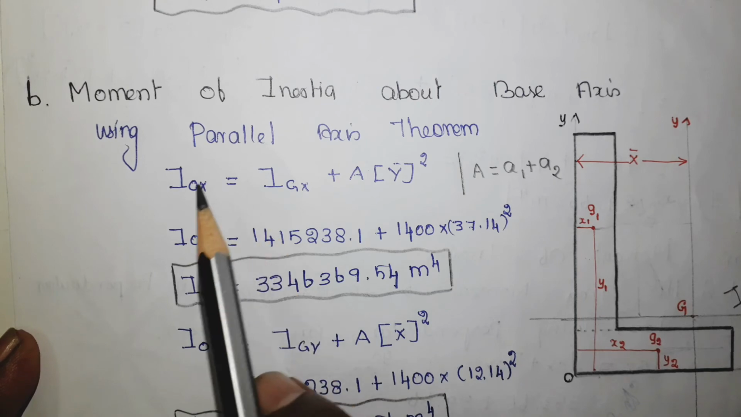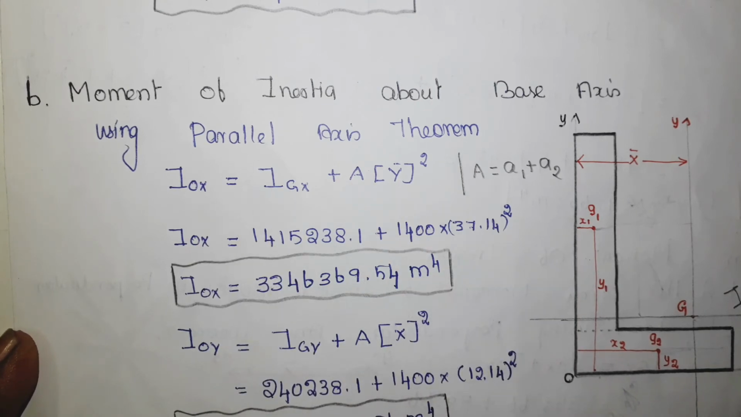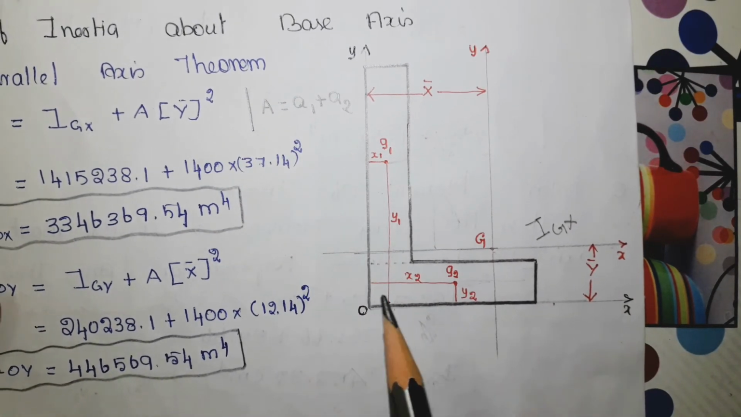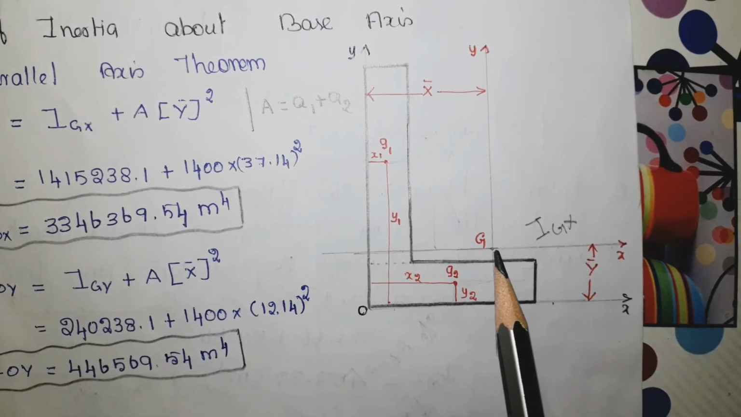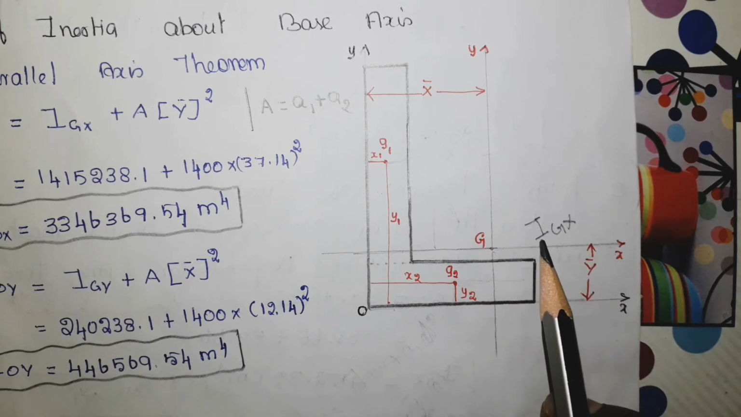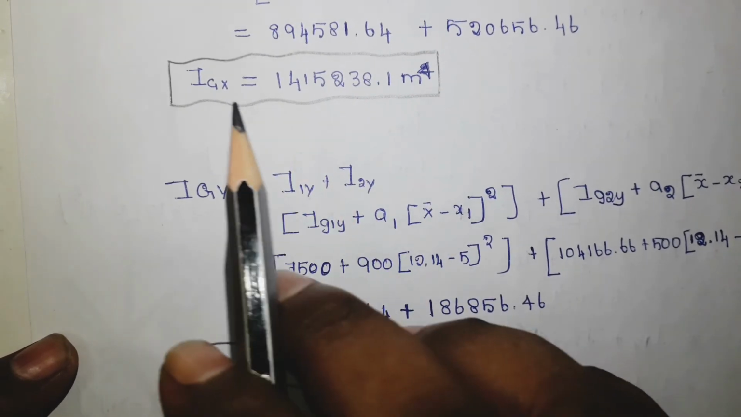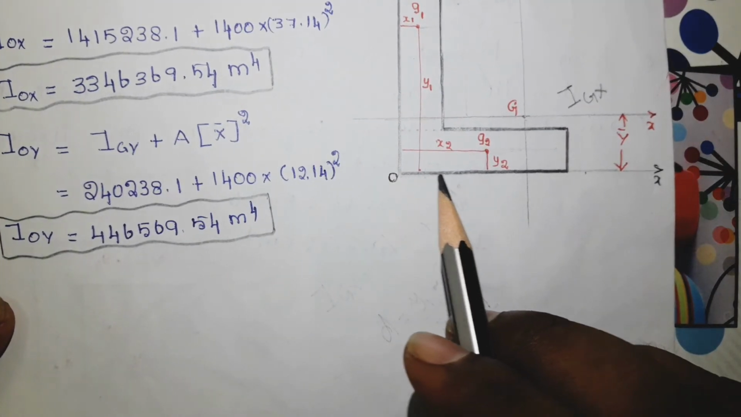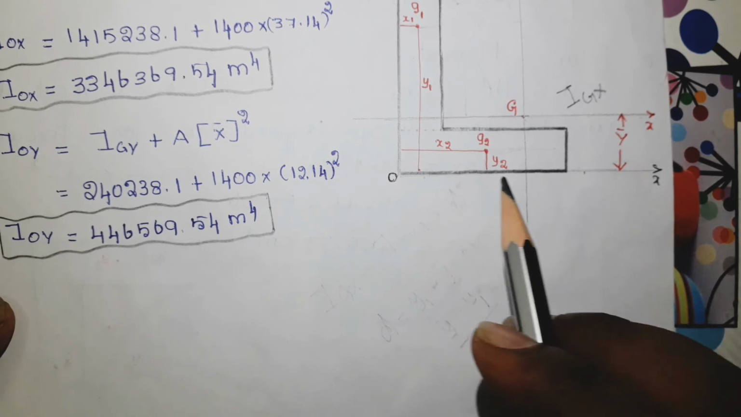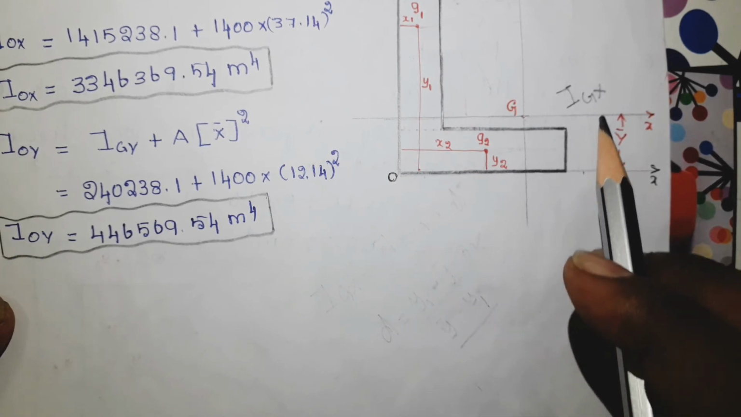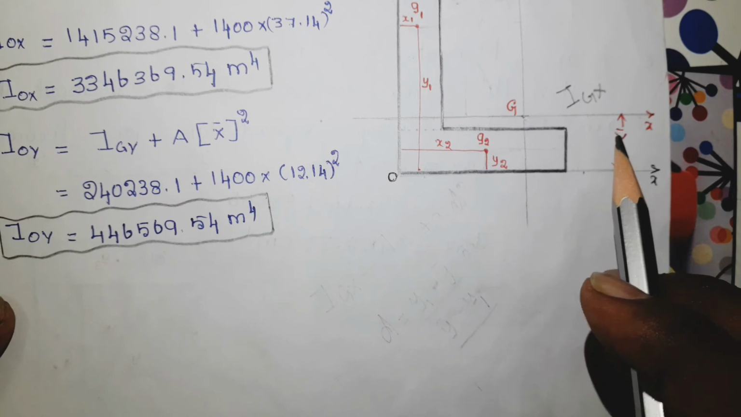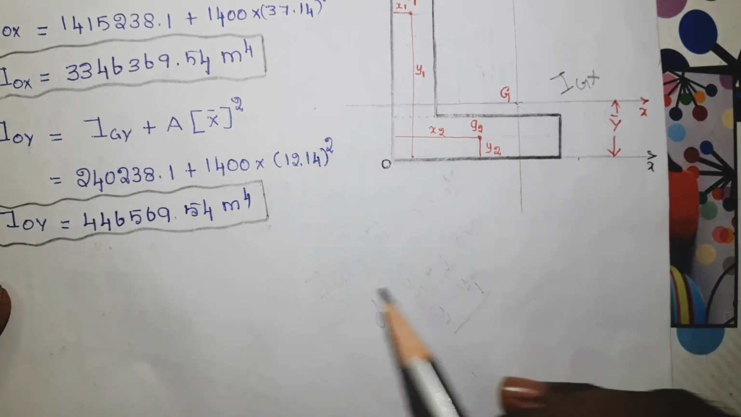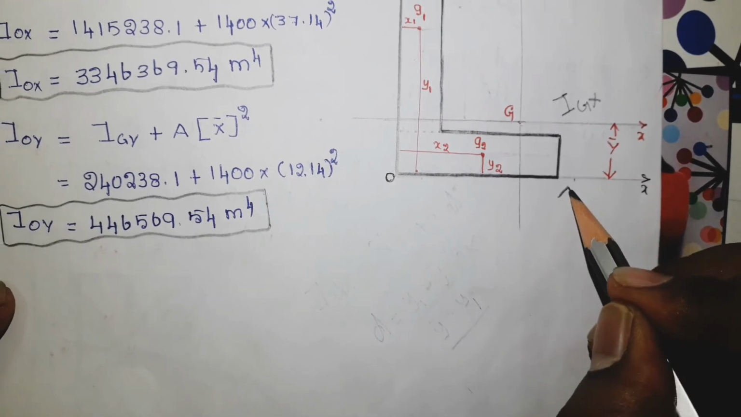Next one is the moment of inertia about the base axis. Again, go to the same diagram. I know the moment of inertia with respect to this centroidal axis, I g x, and this is the value for it. Now I have to find the moment of inertia with respect to this base axis. These two axes are separated by y bar, and this axis is parallel to this one, so I can use the parallel axis theorem.